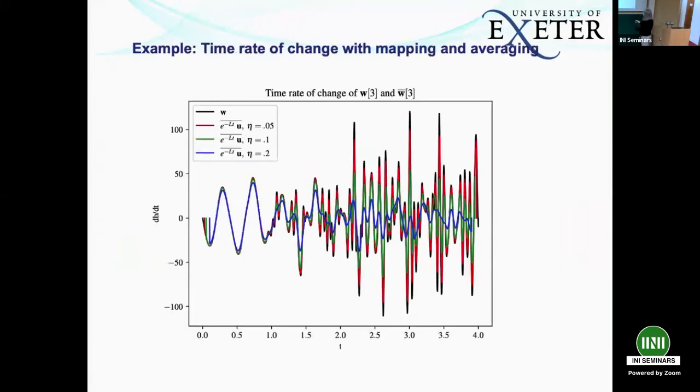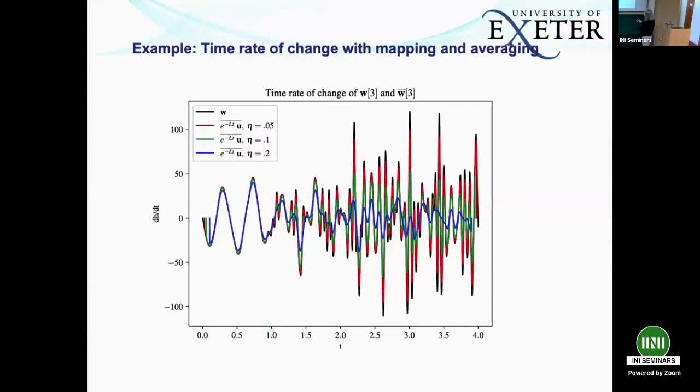One of the last things I'm going to show is the time rate of change of the buoyancy from these simulations, in the mapped space with three different averaging windows. So the buoyancy is moving kind of slow. And I think this is a Brunt-Väisälä frequency of like 20 or something like that. It's going slow and then it starts oscillating.